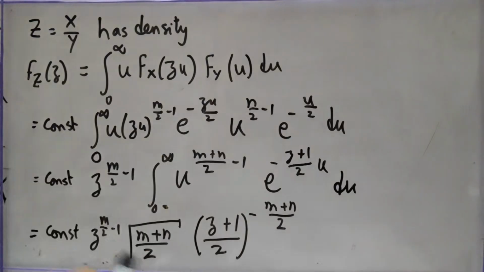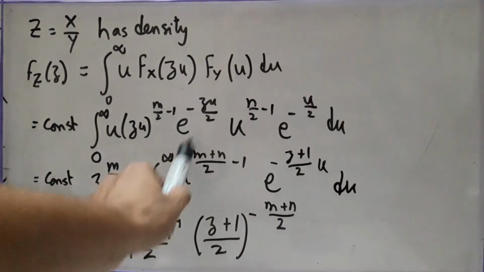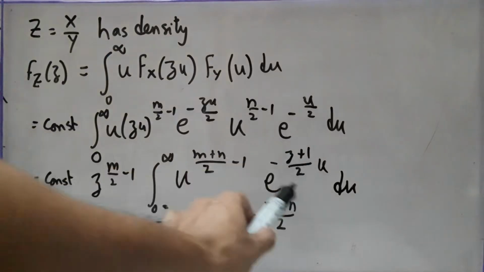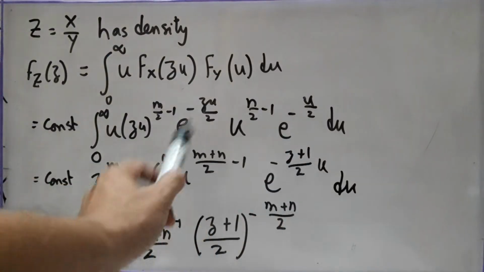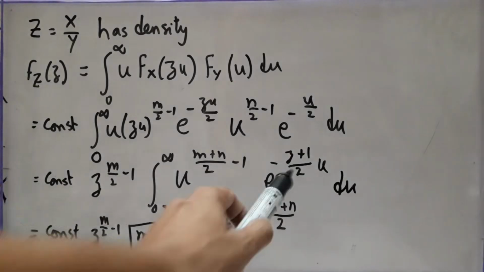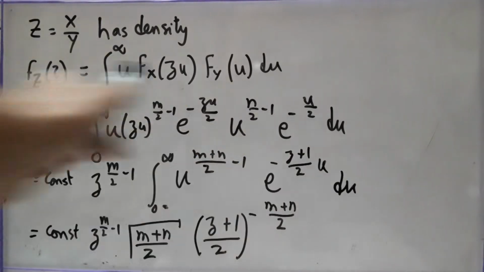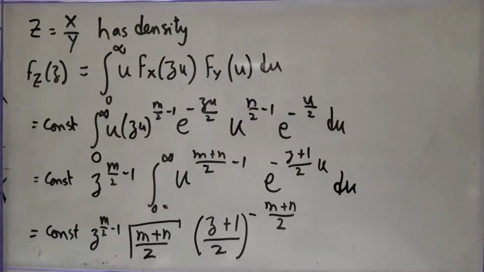This essentially gives you gamma of (m plus n)/2, and this thing to the power alpha, and that is in the denominator, so you have minus this. This comes from the same trick as we used in the last video of integrating the density of gamma. So you get this thing.